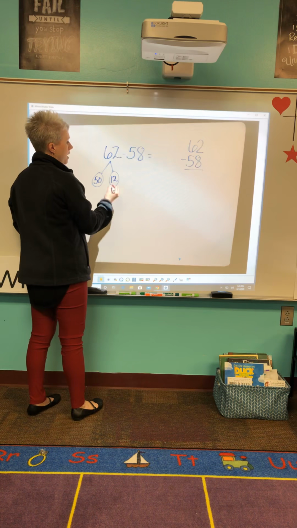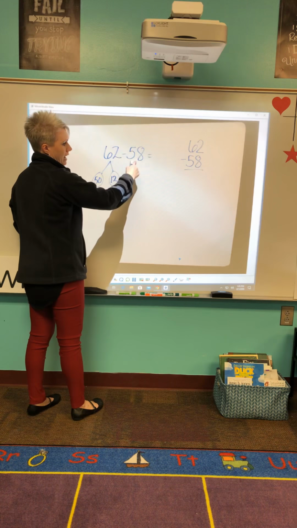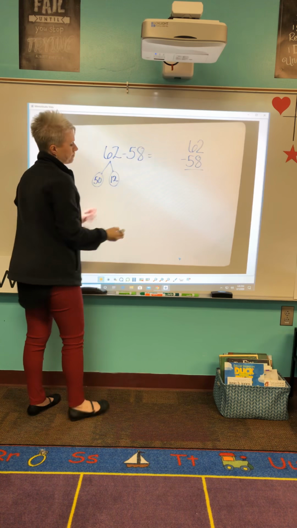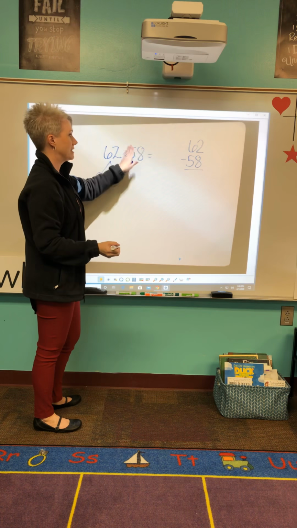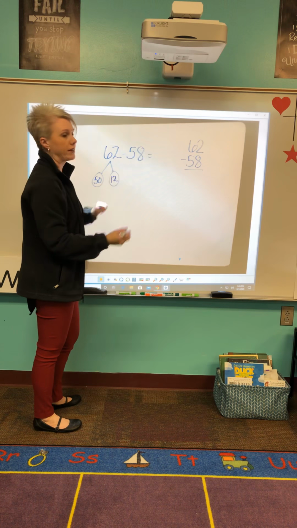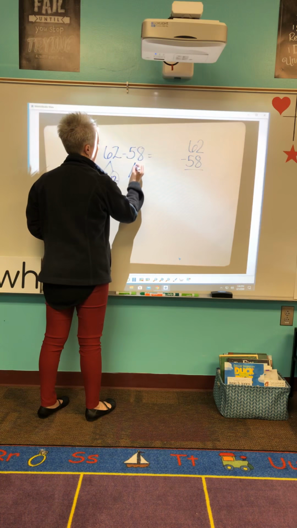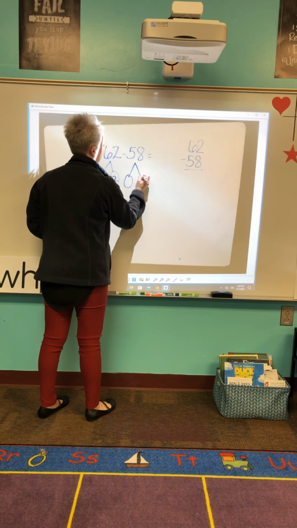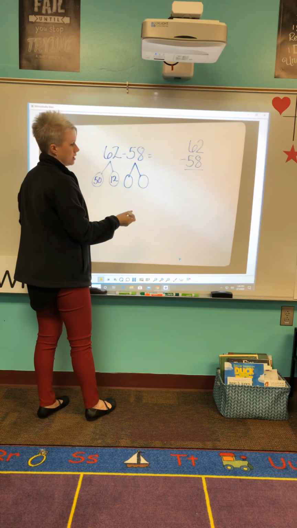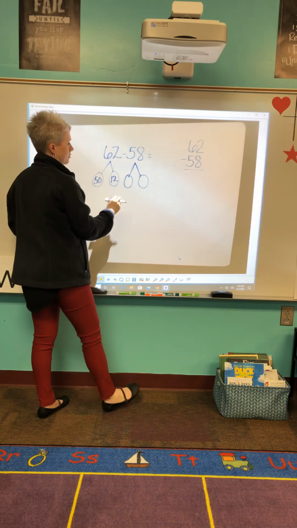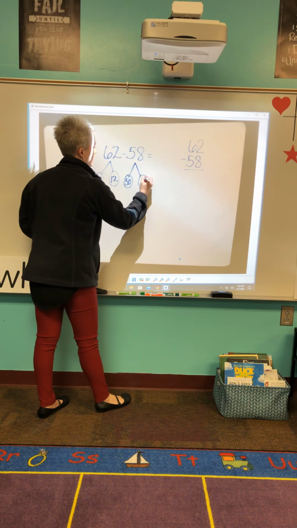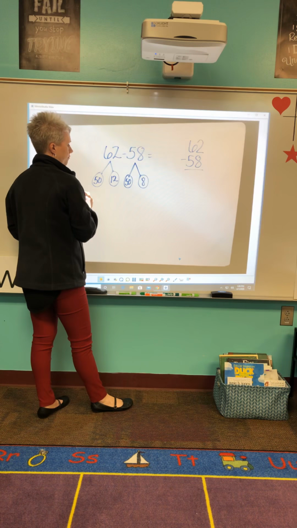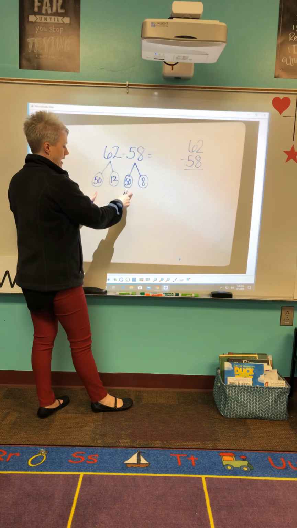Okay? But I can't do 12 minus 58. I've got to branch out my 58 too. If I only had 8, I could do 12 minus 8. But this number's bigger, so I need to branch it out. You can't branch out your single digit numbers, but you branch out your double digit numbers. This can be 50 and 8. Okay? Now I'm able to do my math.